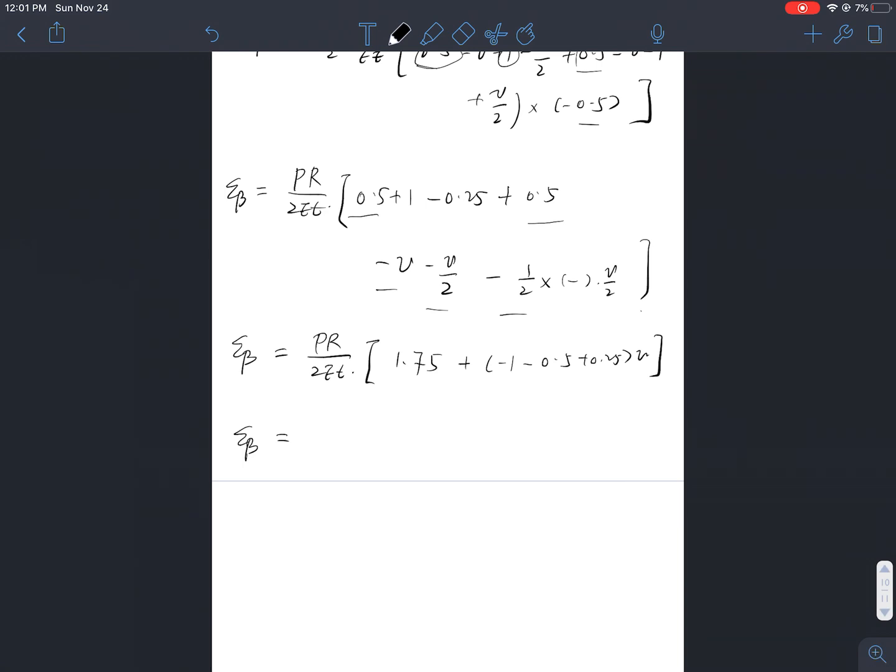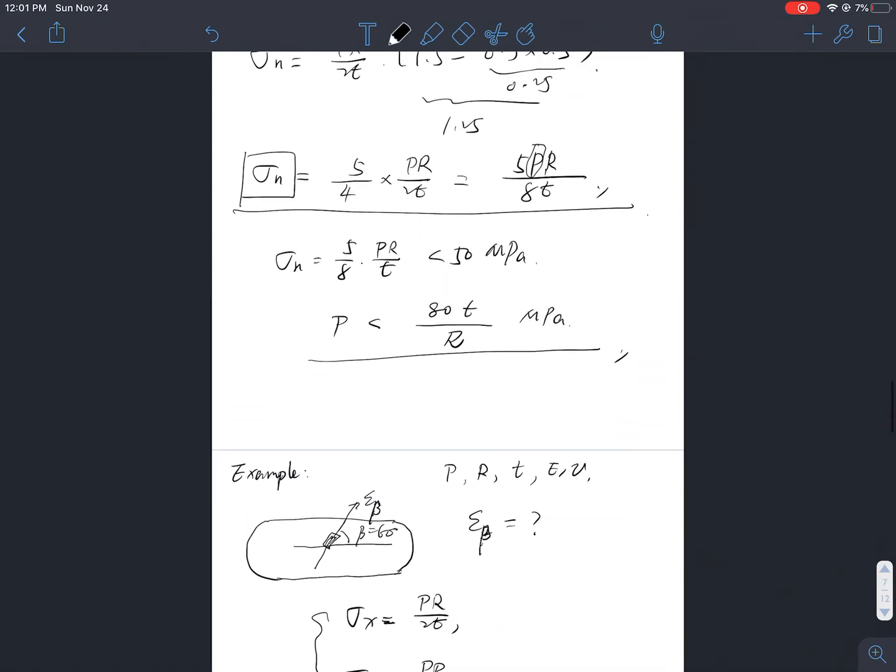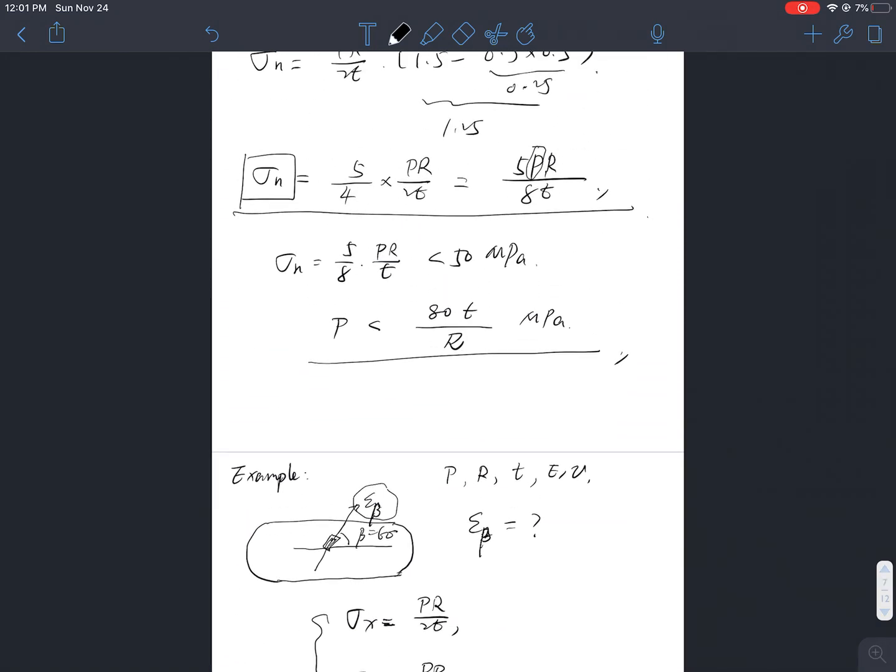Okay? Very slowly, I get epsilon beta equal to PR over 2ET times 1.75, here collect the terms, minus 1.25 nu. Okay, so that is the strain in the beta direction.